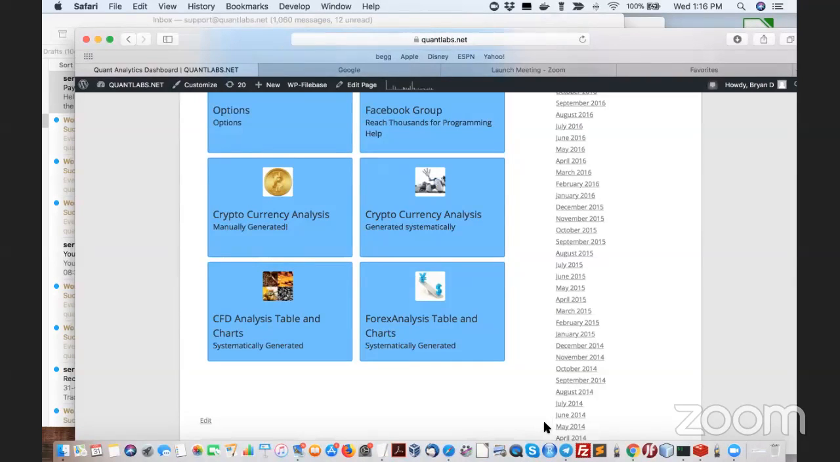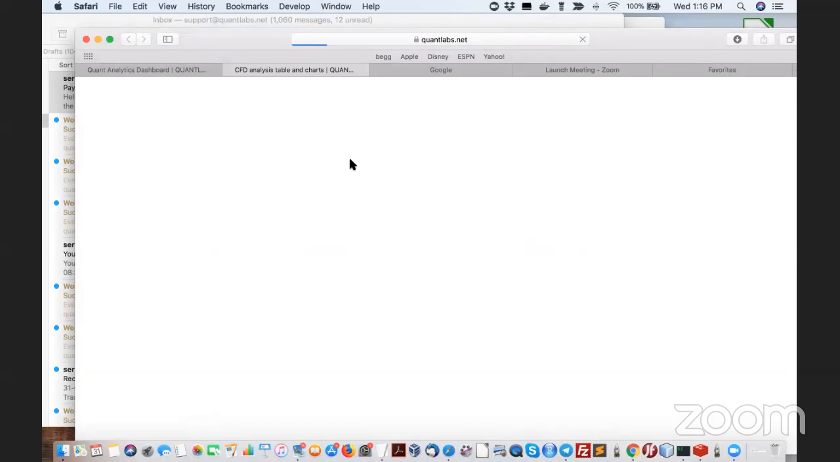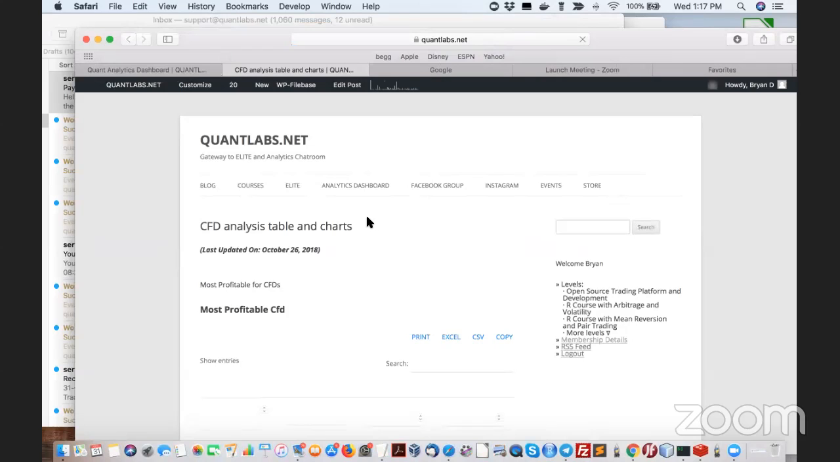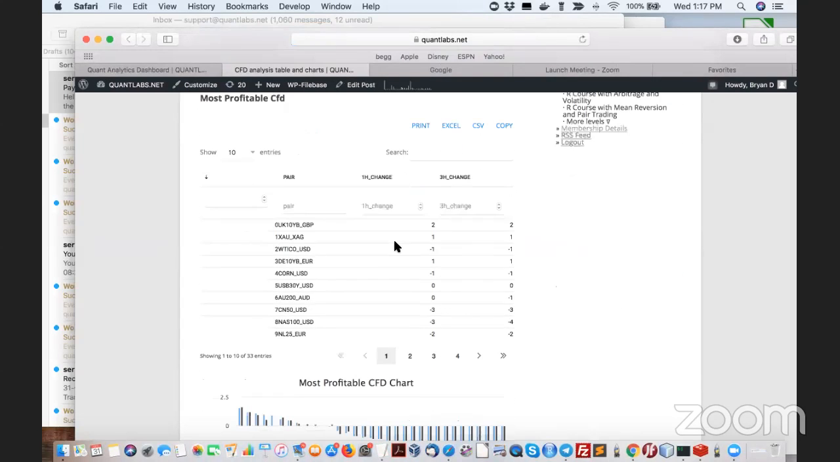Let me see, I'm not sure if I have my screen open. There we go, okay. All right, so I cover cryptocurrency analysis, CFD analysis, which is derivatives, and we also cover Forex analysis as well. The CFD I'm finding really, really valuable. This is up to date within an hour, of which are the fast moving instruments according to Oanda, and these are your shorting opportunities as well.